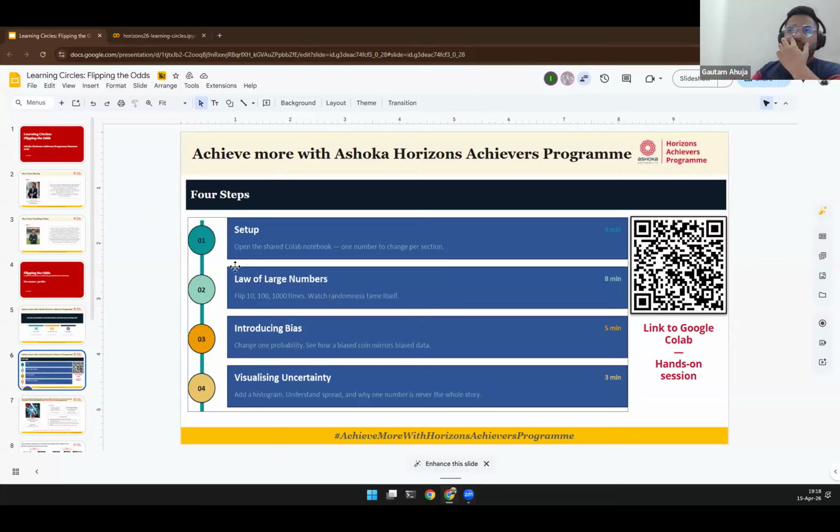Okay, so the steps that we'll be following: I have already set up some code in the Colab notebook that I'll share in a few moments. And then the first thing that we'll look at is the law of large numbers. That is, if we increase the number of trials, increase the number of sampling that we are doing, we reduce the randomness, and we move towards the probability that we know for a fair coin flip. And then we'll move towards introducing a little bit of bias, and then at the end we'll visualize all of these results.